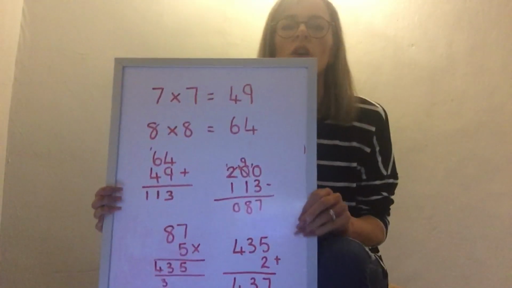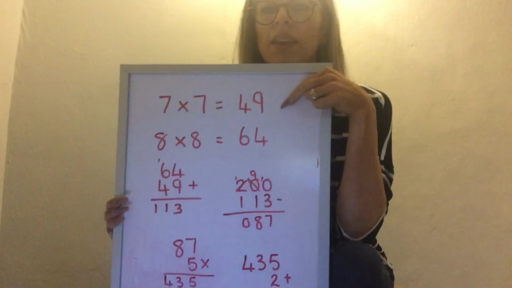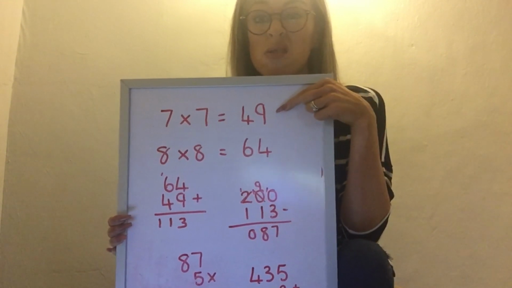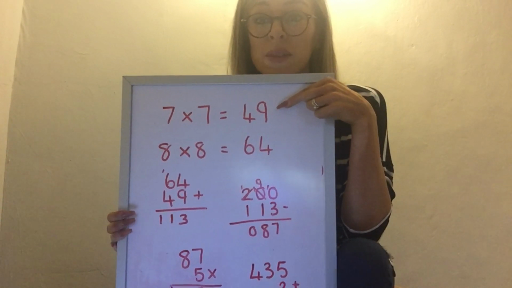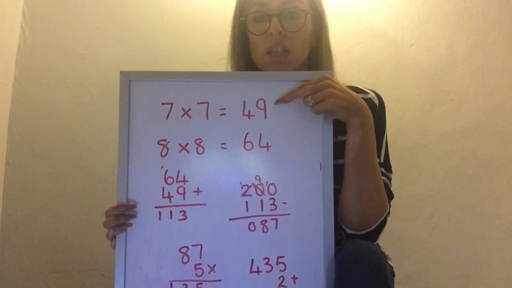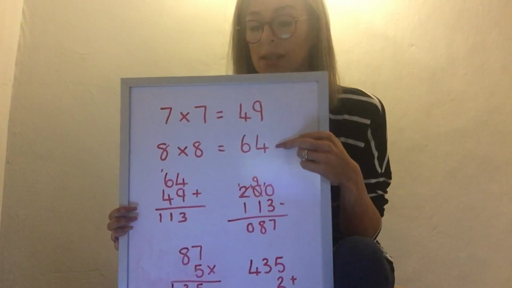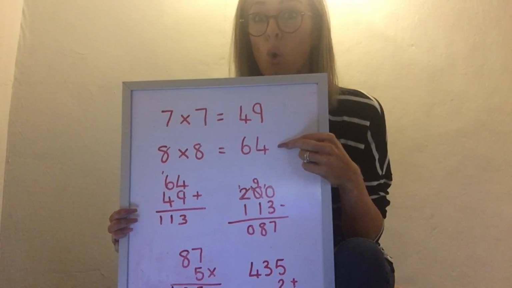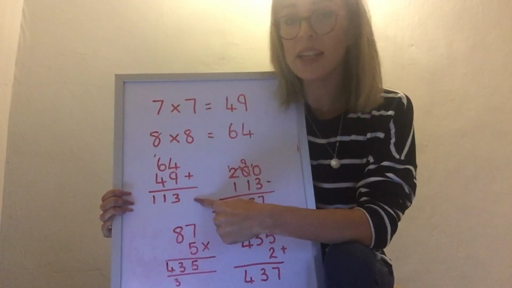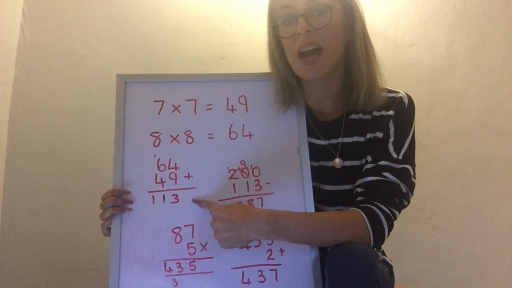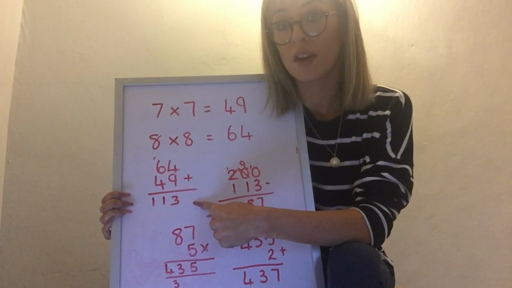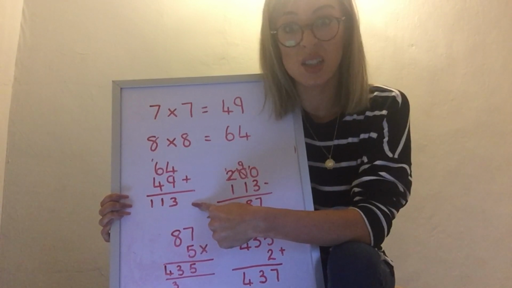I started with 7 times 7 and it gave me the answer 49. Now, if you struggled with your times tables there, you could use your tabling up or your times table songs to help you, just like we do in class. So I know that 7 times 7 is 49, and I also know that 8 times 8 is 64. So I took those numbers, 49 and 64, and I added them together, and I got the answer 113. You can see here that I've used the formal written method of addition. We call that the column method sometimes.